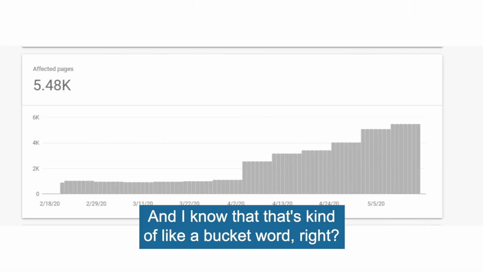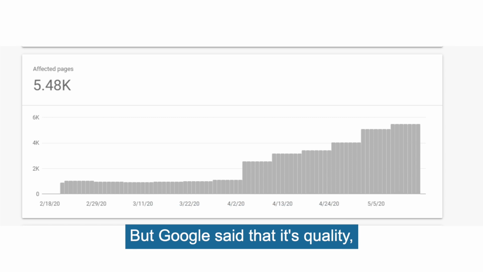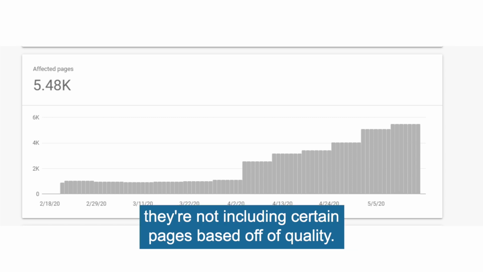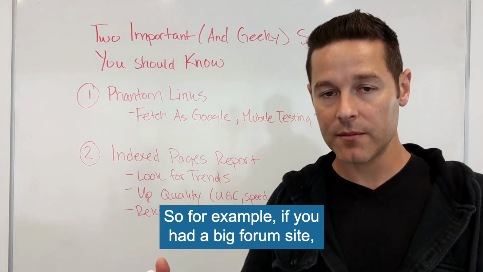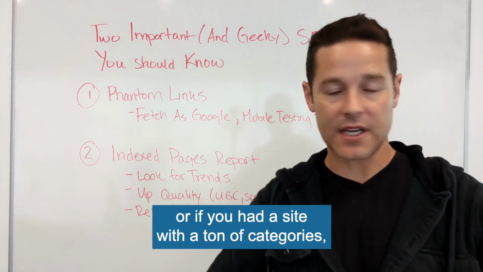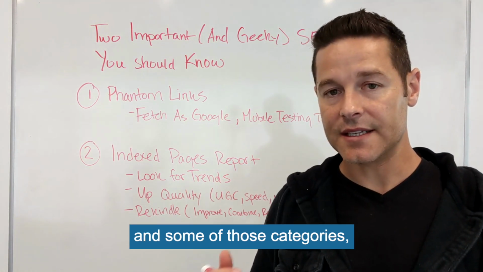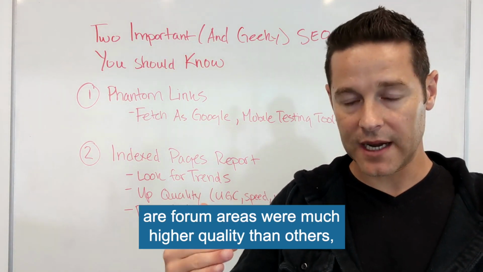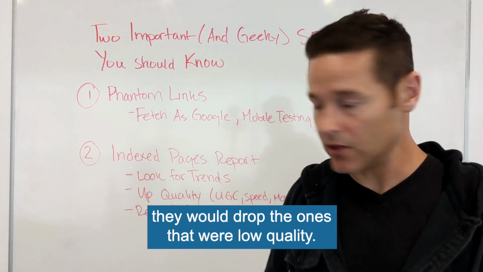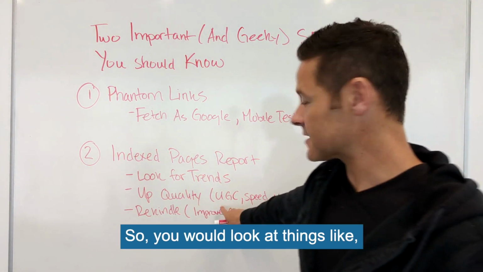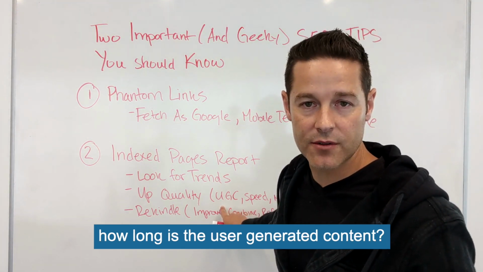And I know that that's kind of like a bucket word, right? But Google said that it's quality. They're not including certain pages based off of quality. So for example, if you had a big forum site, or a site with a ton of categories, and some of those categories or forum areas were much higher quality than others, they would drop the ones that were low quality. So you would look at things like, how long is the user-generated content?